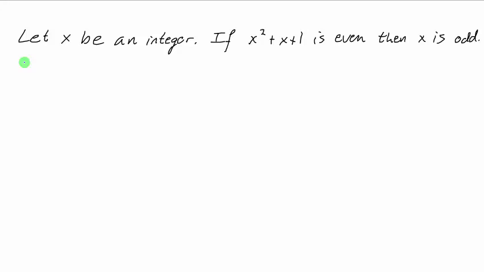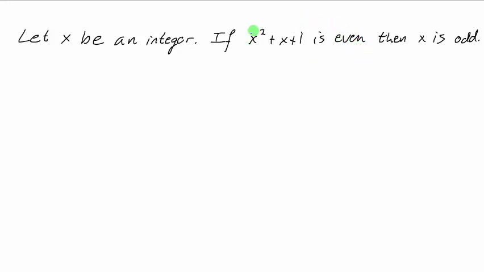In this example, we're going to let x be an integer, and we'll prove that if x squared plus x plus 1 is even, then x is odd.